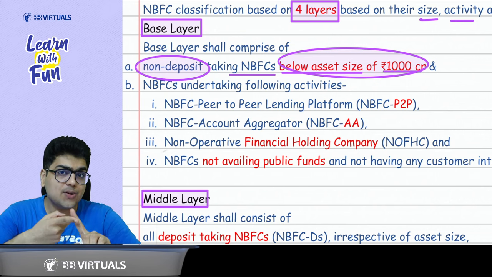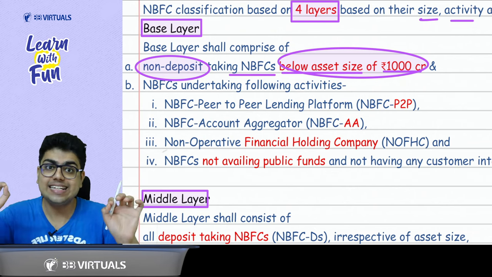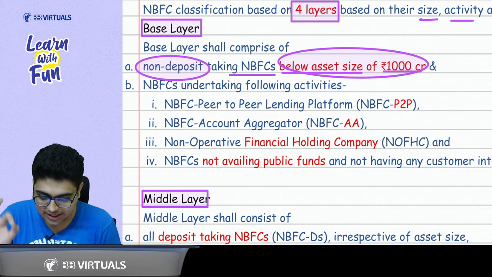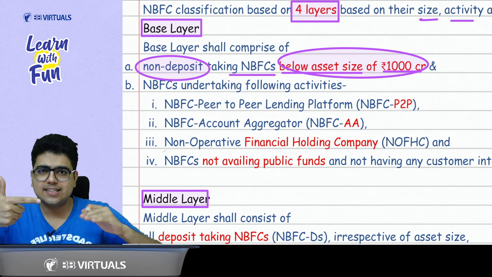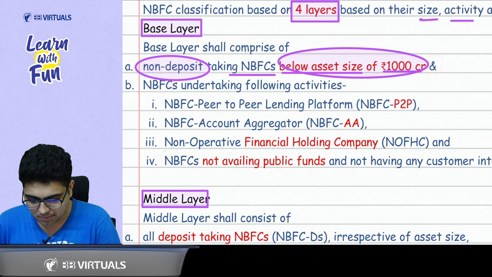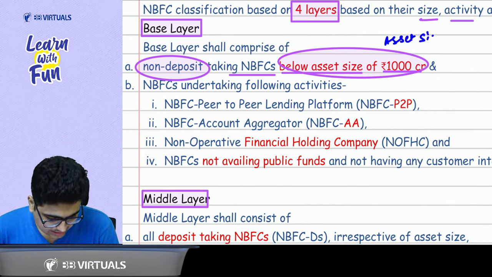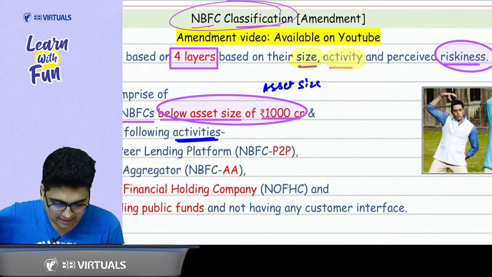Did I say 100 crore? No, sir. Did I say 1 lakh crore? No, sir. Did I say 10,000 crore? No, sir. I only said 1,000 crore. So if it is a non-deposit taking NBFC, asset size is less than 1,000 crore, then it will land in the base layer. So this is about the asset size. Got the point? Yes, sir. Now let's talk about the activities.